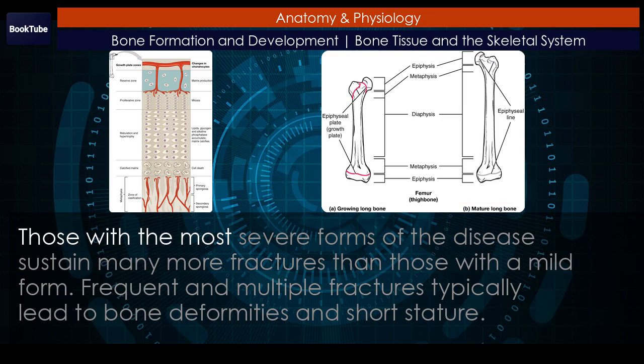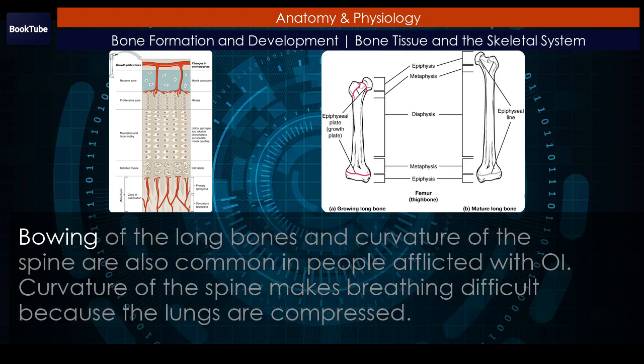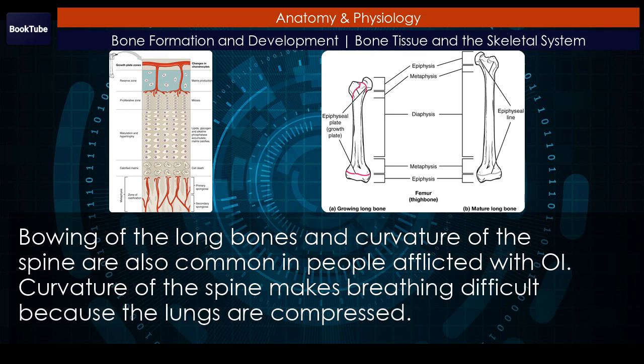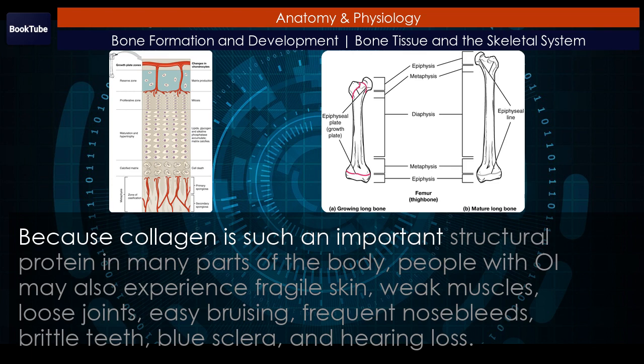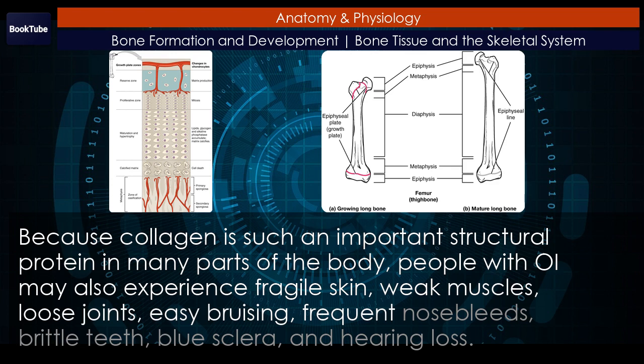Those with the most severe forms of the disease sustain many more fractures than those with a mild form. Frequent and multiple fractures typically lead to bone deformities and short stature. Bowing of the long bones and curvature of the spine are also common in people afflicted with OI. Curvature of the spine makes breathing difficult because the lungs are compressed. Because collagen is such an important structural protein in many parts of the body, people with OI may also experience fragile skin, weak muscles, loose joints, easy bruising, frequent nosebleeds, brittle teeth, blue sclera, and hearing loss.